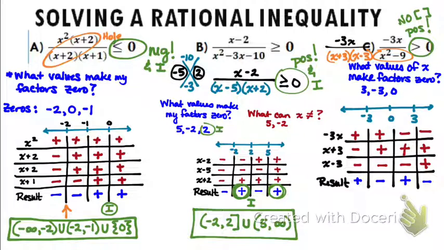All right, so what are my intervals here then? -infinity to -3, parentheses, union, and then 0 to 3. Okay, thank you.